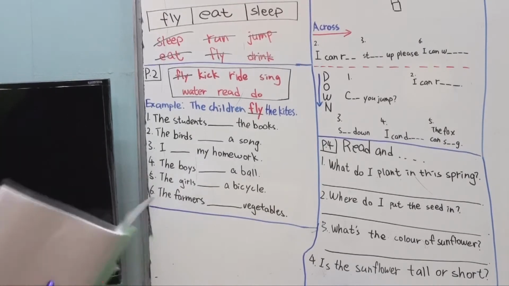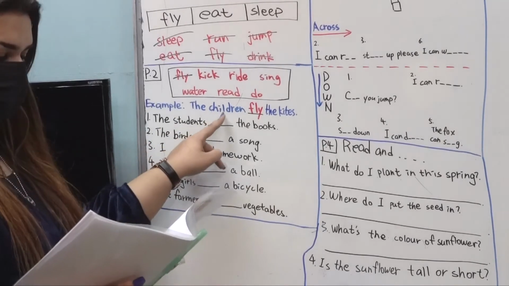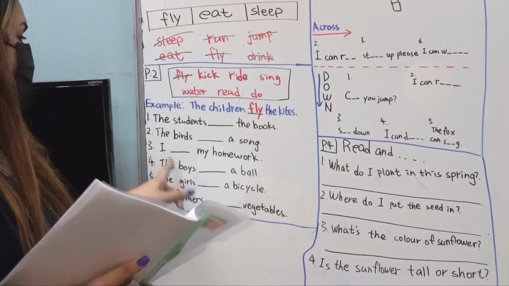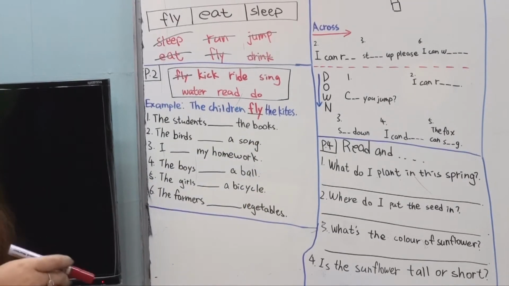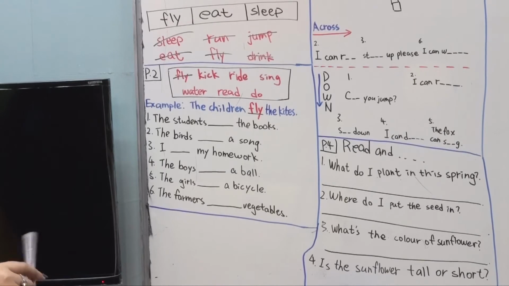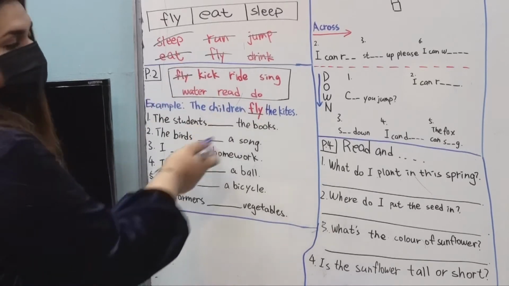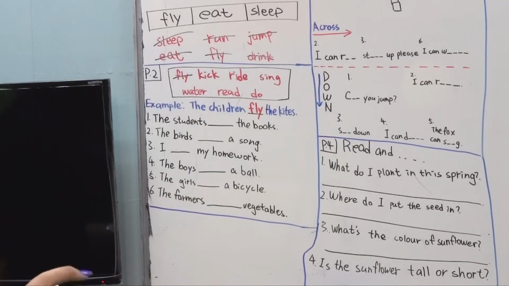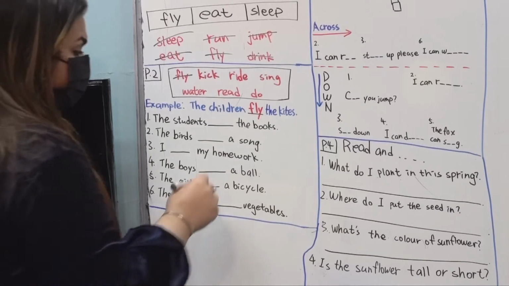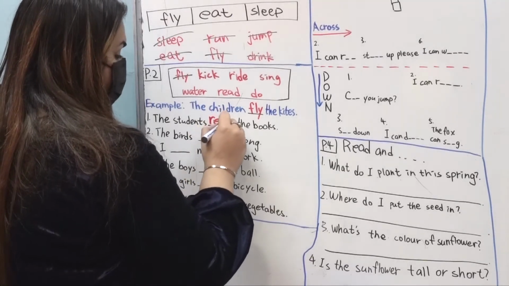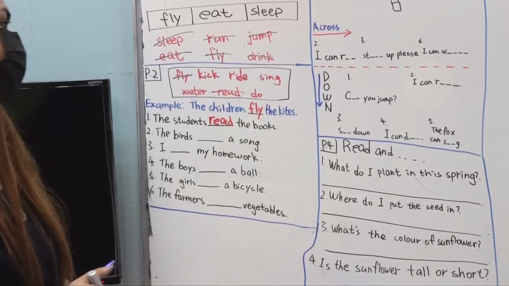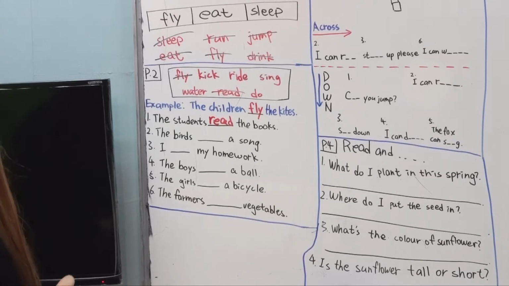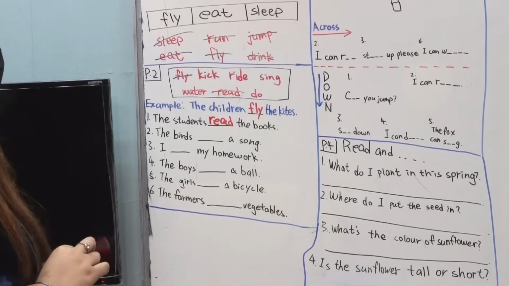Look at number 1. The students what the books. What can you do with books? Which action verb goes with the books? Read the book, watch the book, write the book, sing the book, do the book. Which one is it? 3, 2, 1. That should be read. So the action verb for here is read.